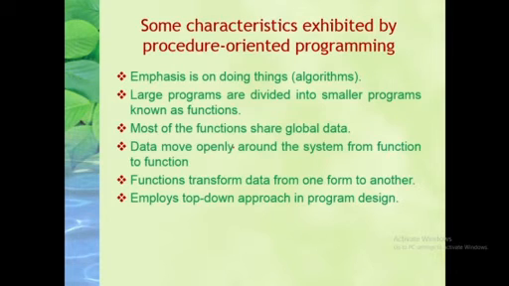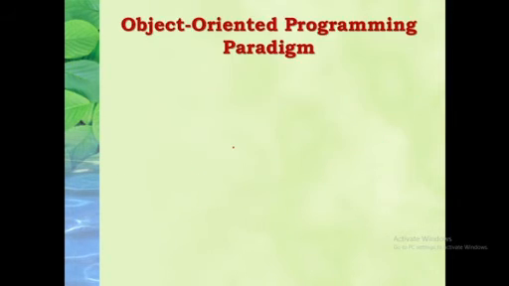So the basic characteristics of procedure-oriented programming are that they emphasize doing things, algorithms or functions. Big programs are divided into smaller groups, and those smaller procedures are called functions. One set of global data is shared by many functions. Functions transform data from one form to another, and it is a top-down approach.